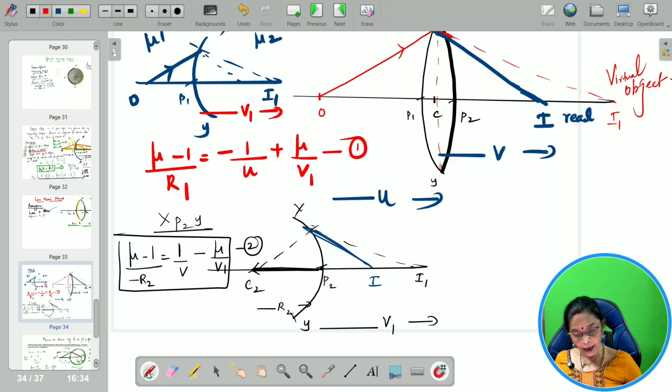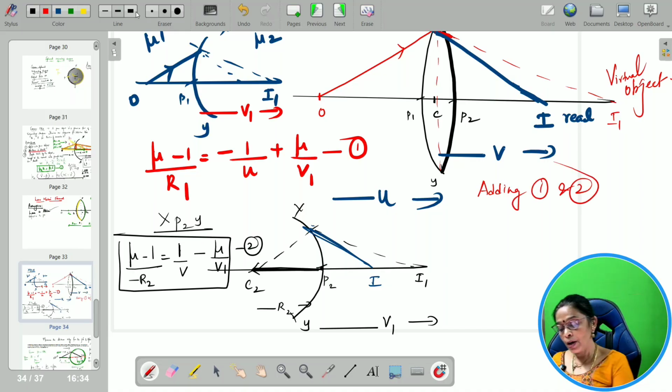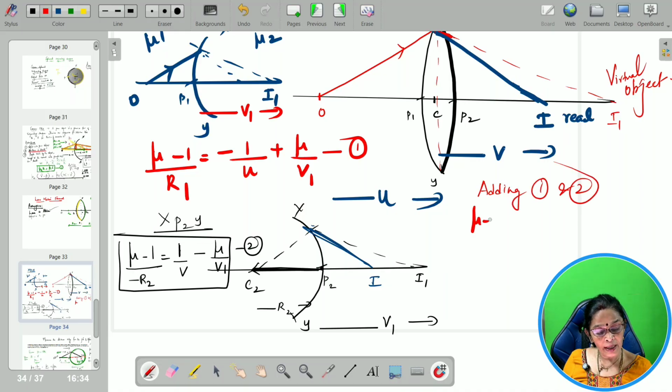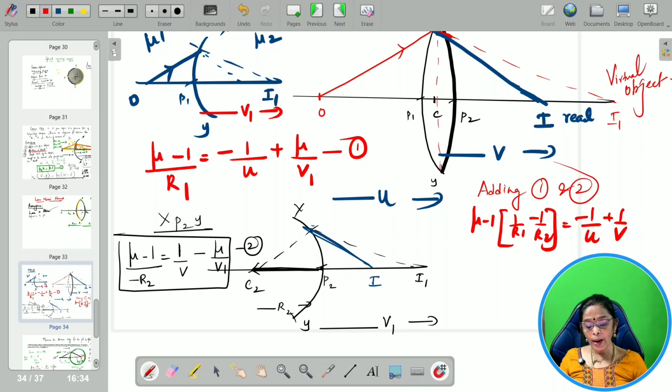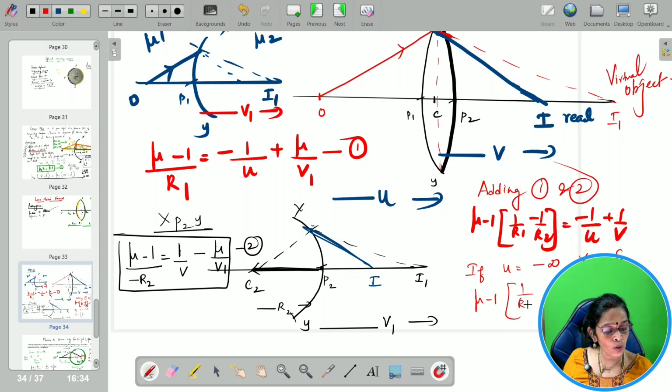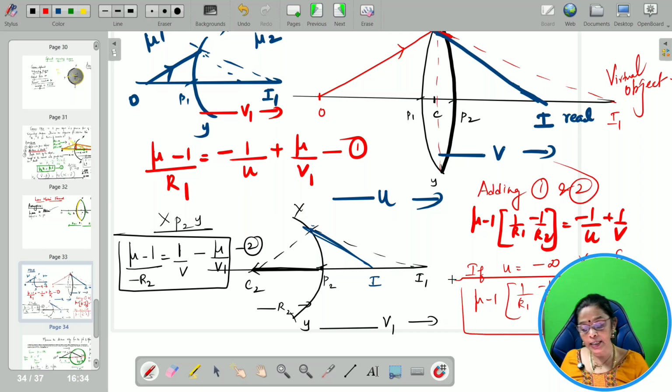Adding 1 and 2, you get mu minus 1 into 1 by R1 minus 1 by R2 is equal to minus 1 by U plus 1 by V. The remaining stuff gets cancelled. Children, we know that if the object is at infinity, U is equal to infinity, the image is at F. So mu minus 1 into 1 by R1 minus 1 by R2 is equal to 1 by F. This is the final formula for lens maker's.